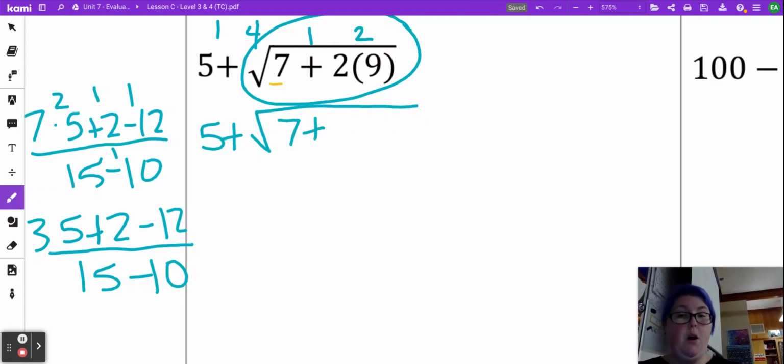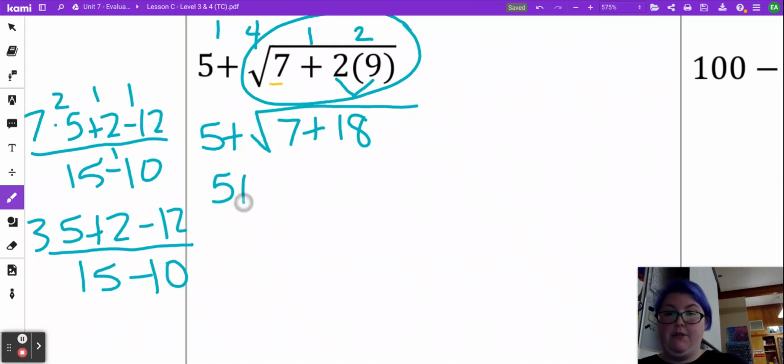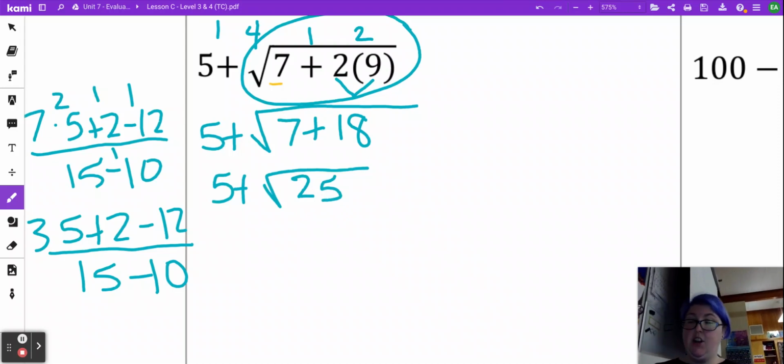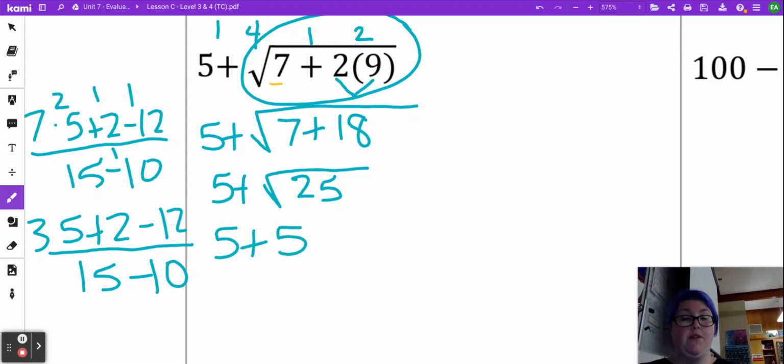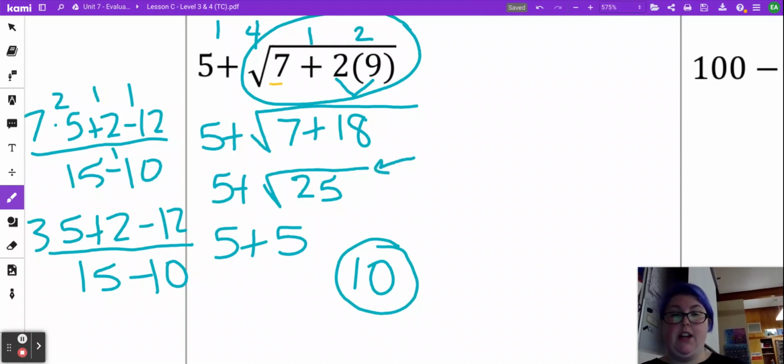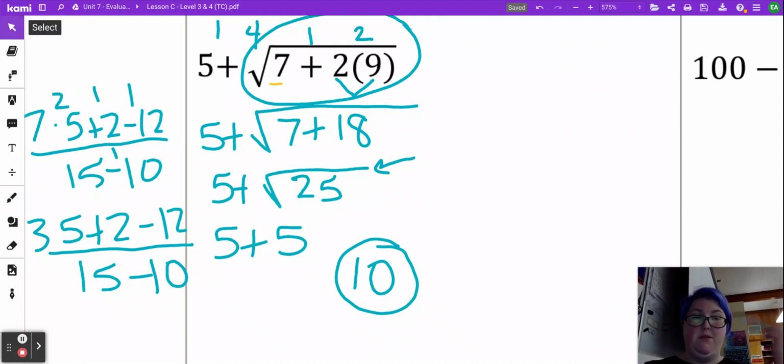7 plus is a level 1. We have to do 2 times 9, which is 18. Now we can do our level 1. So now we have 5 plus the square root of 25. And in your calculator, there is a square root button, so you don't have to solve this. But remember, that square root is the opposite of our exponent. So 5 plus 5, the square root of 25 is 5, and our answer is 10. So there's a button on your calculator to do the square root. You don't have to know how to do those mentally.